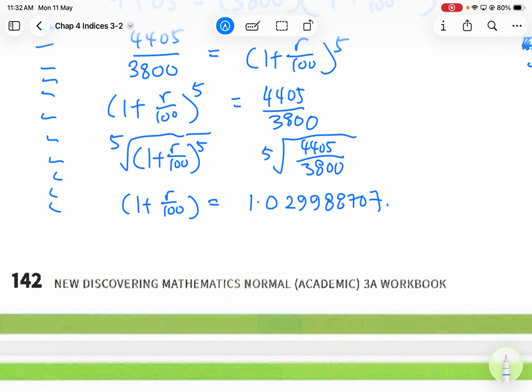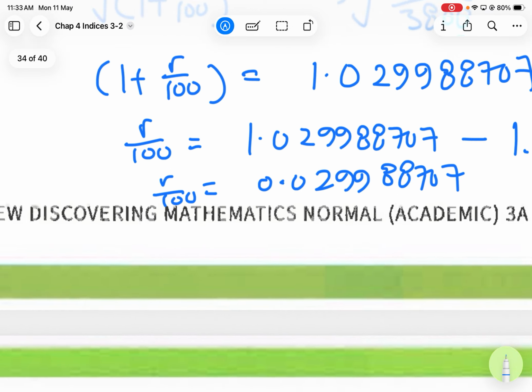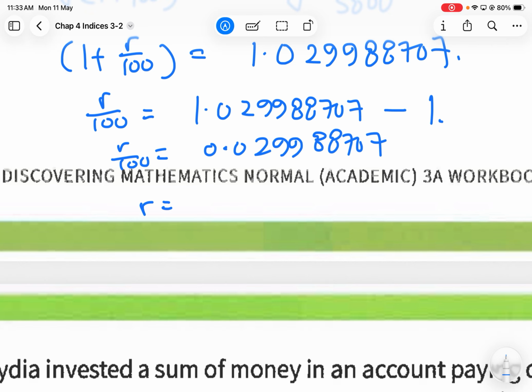Okay, follow so far? I take the fifth root on both sides. On the left, it cancels out with the power 5, so I'm left with the bracket. On the right, I take the fifth root and it becomes 1.029988707. Then I want to make R the subject. So my 1 must come over to the right hand side. When it comes to the right, it becomes minus 1. R over 100 equals 0.029988707.